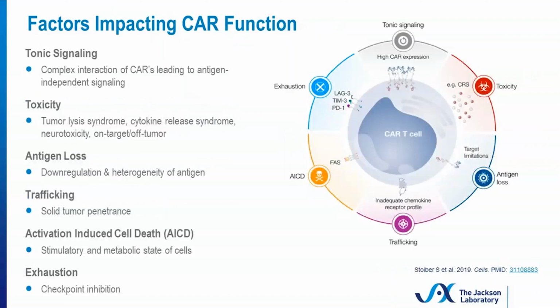But there are a number of different factors impacting CAR function. One of those is tonic signaling, which is very complex in the sense that it is due to perhaps overexpression. So if the expression of the CAR construct is too high, you can get receptor-mediated interactions that can lead to antigen-independent signaling and activation of the CAR T, or there can be interactions, as you'll see in a moment, between some of these hinge domains that can lead to this.